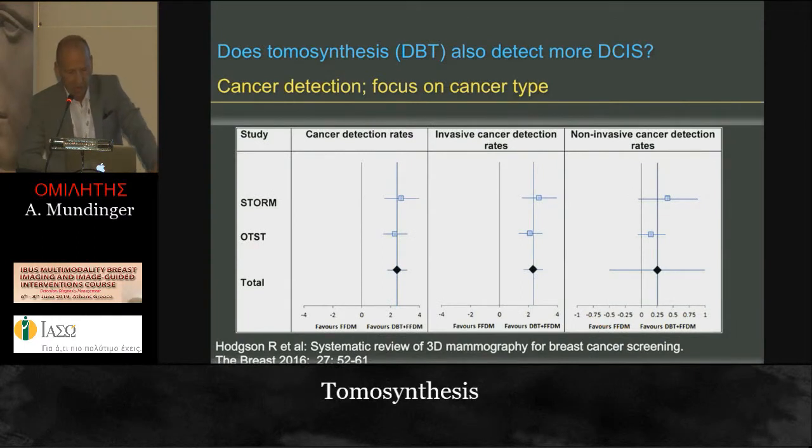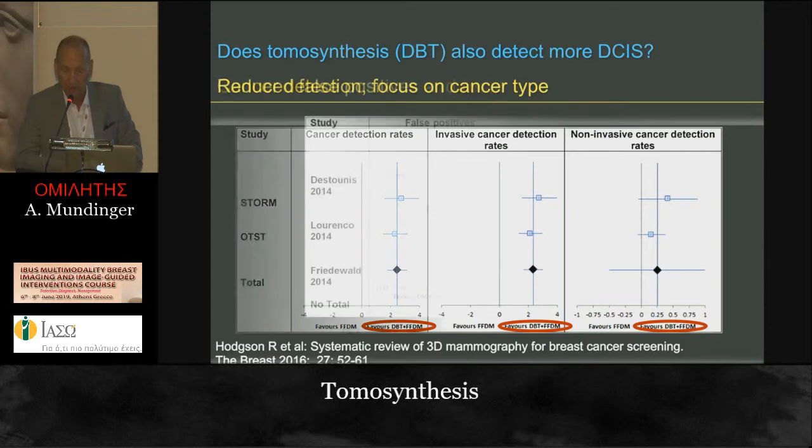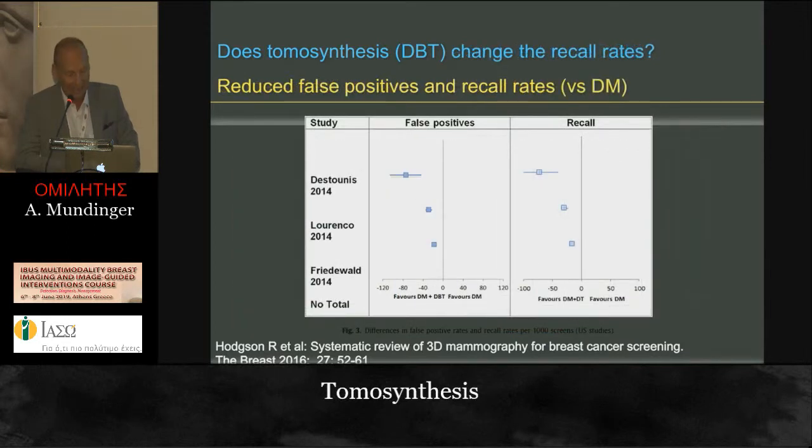Next question: does tomosynthesis also detect more DCIS? There are several studies addressing this question, and we see that in this analysis of STORM and OTST, not only the invasive cancers and the total cancer rate, but also the precursors had a higher detection rate. So the answer is yes, tomosynthesis also detects more DCIS.